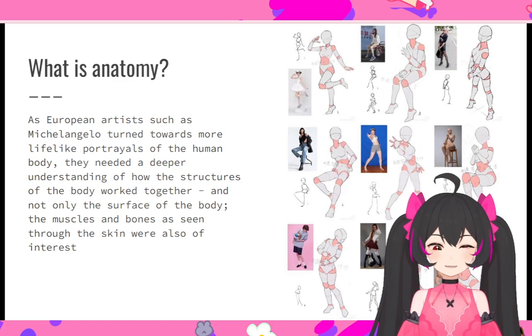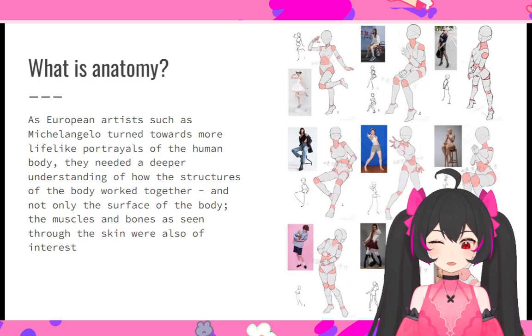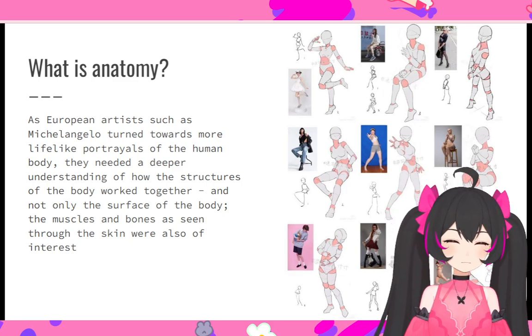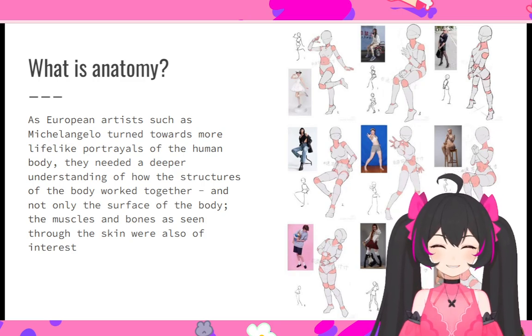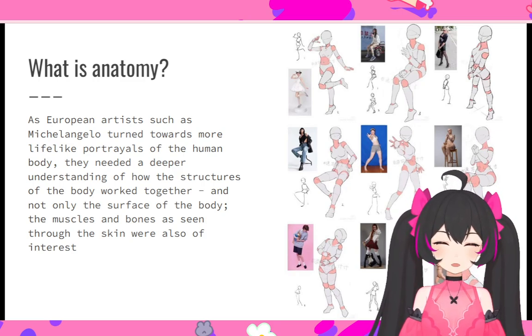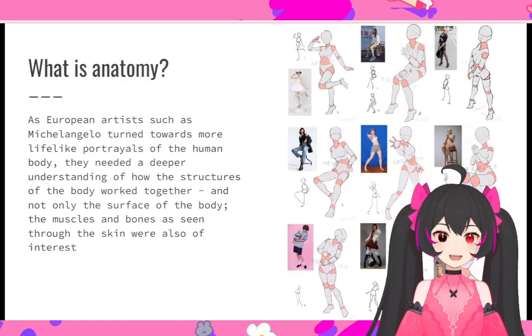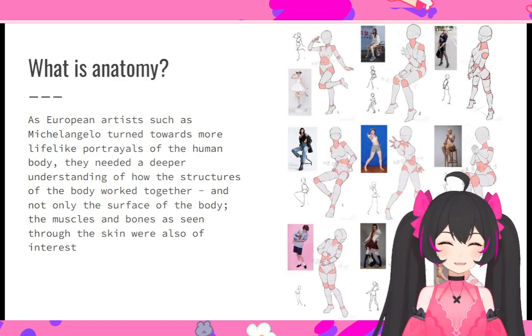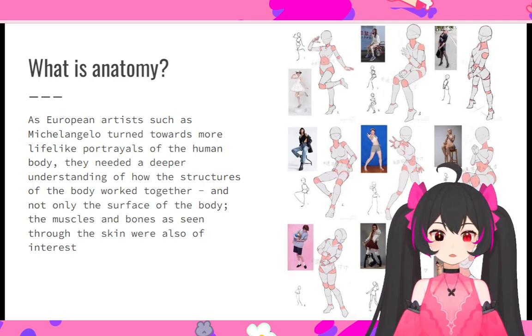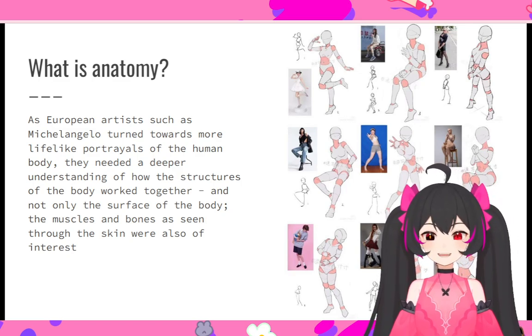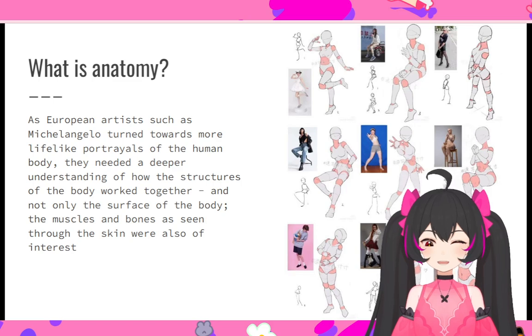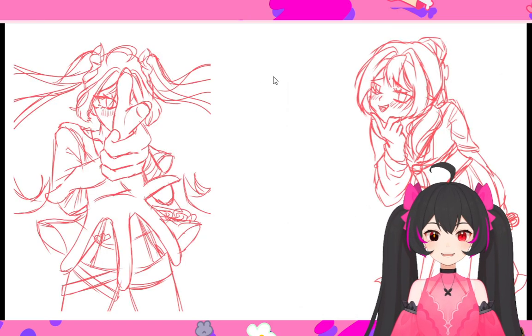What is anatomy? It is how the structure of the body works together. Not only the surface of the body, but the muscles, the bones, and the skin as well. It is very hard. You don't just go, oh, okay, I think this arm goes here, and that's not how it works. So anatomy is something like this.